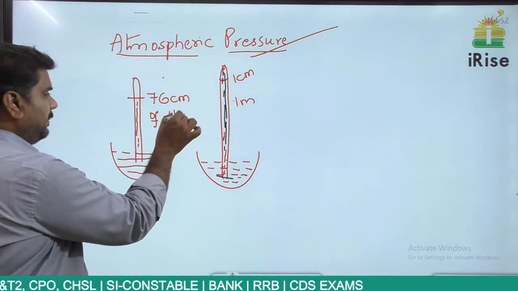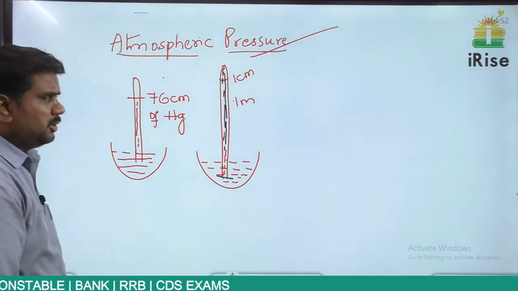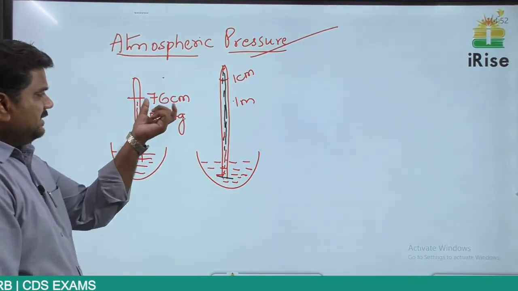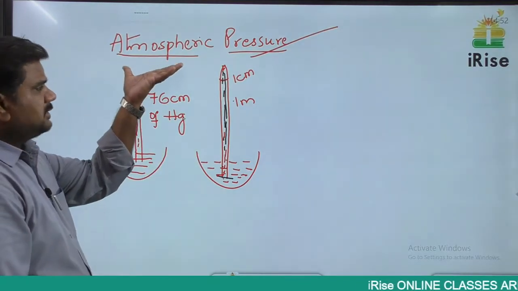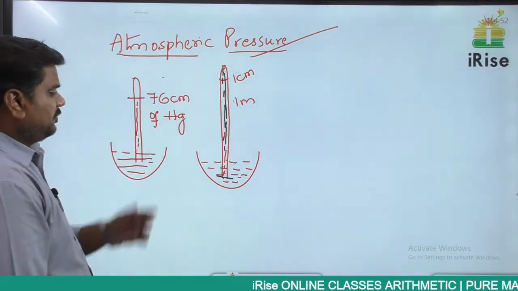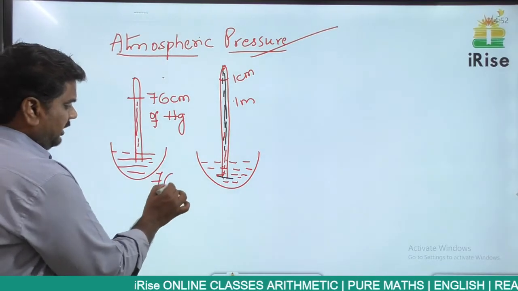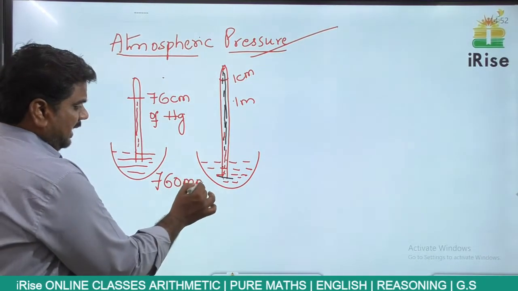Since we are using mercury in this, we call this 76 centimeters of mercury. So atmospheric pressure is always measured in terms of 76 centimeters of Hg, or else you can even write 760 mm of Hg.